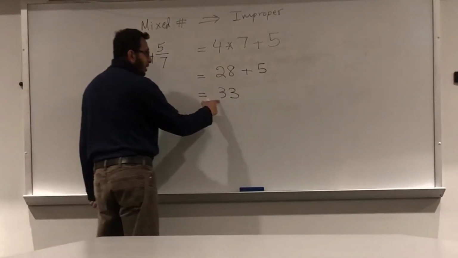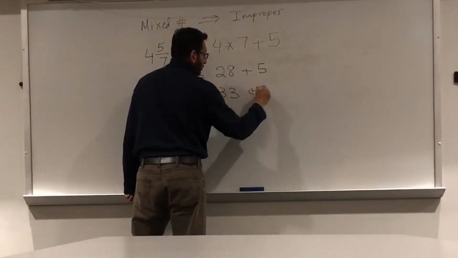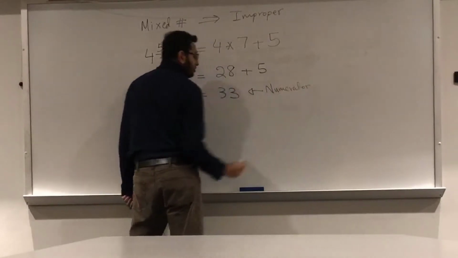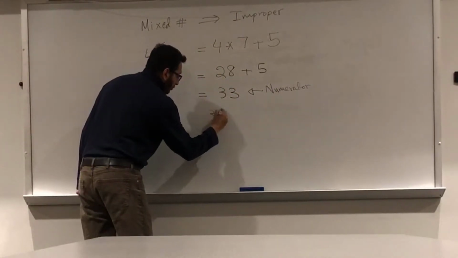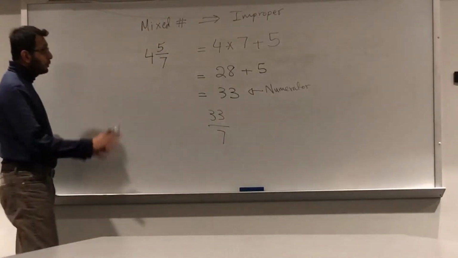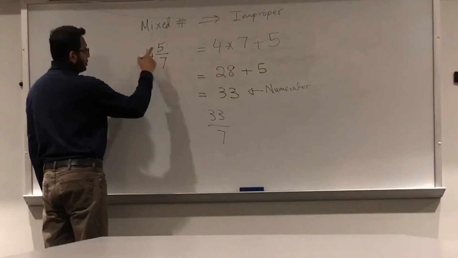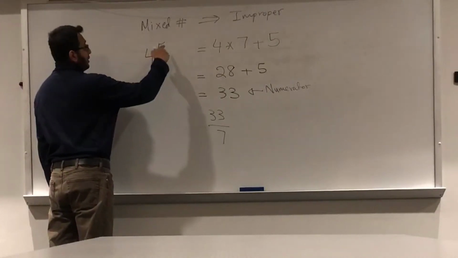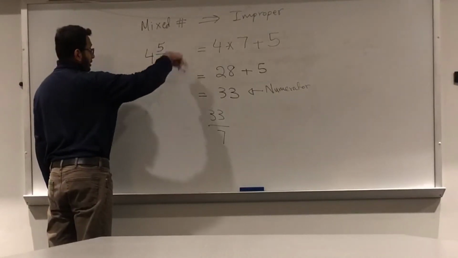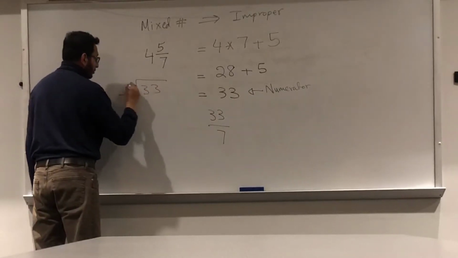So what we have just come up with is now my numerator. So the answer will be 33 over 7. So the rule is that you multiply the quotient and the divisor, and then you add the remainder to that. Because this is what we got from our last calculation, where we divided 33 by 7.